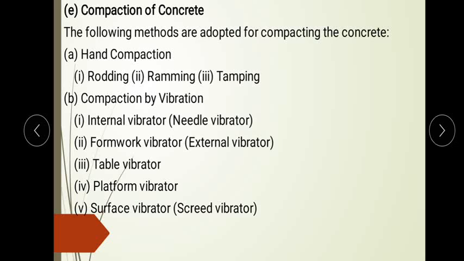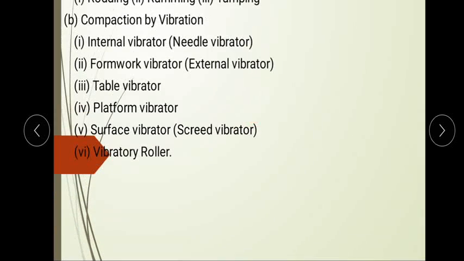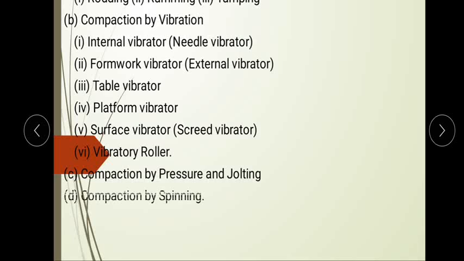Next one, surface vibrators or screed vibrators. Even for the surface, to get a proper arrangement, special kinds of vibrators are also available. Next one, vibratory rollers. Even using roller type vibrators, we can compact components like beams or slabs which we are placing. Or compaction by pressure and jolting. Even using high pressure technology, or by applying a high amount of pressure over the components, we can compact.